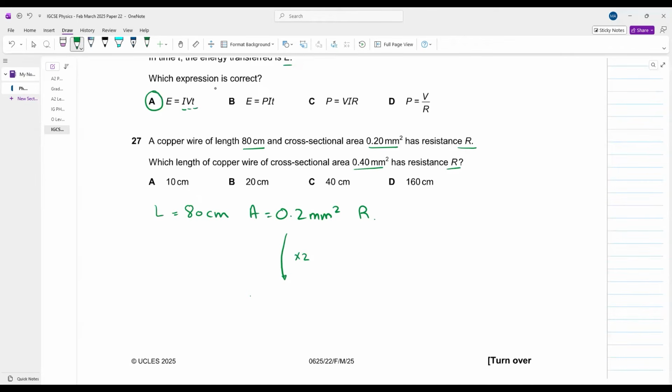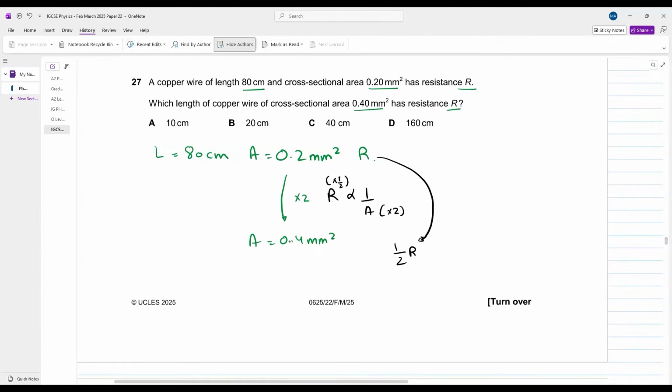if your area doubles, your area becomes 0.4 millimeter square, what will happen? Do you remember this formula? Resistance is inversely proportional to area. If you have doubled the area, what should your resistance become? Half. So R will become what? Half R. But what do you want? You want your resistance to remain R.